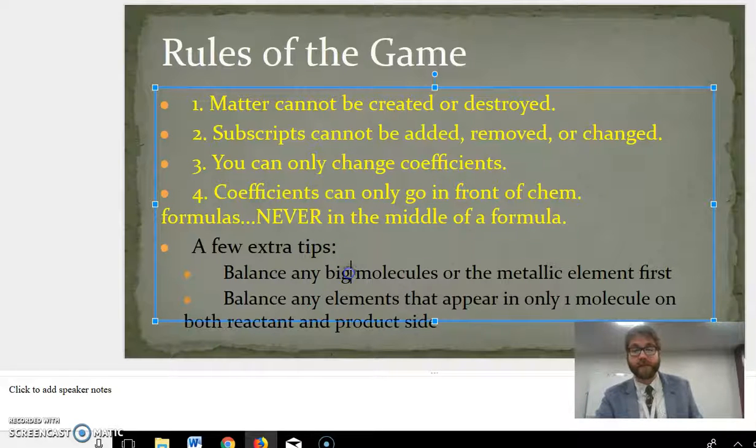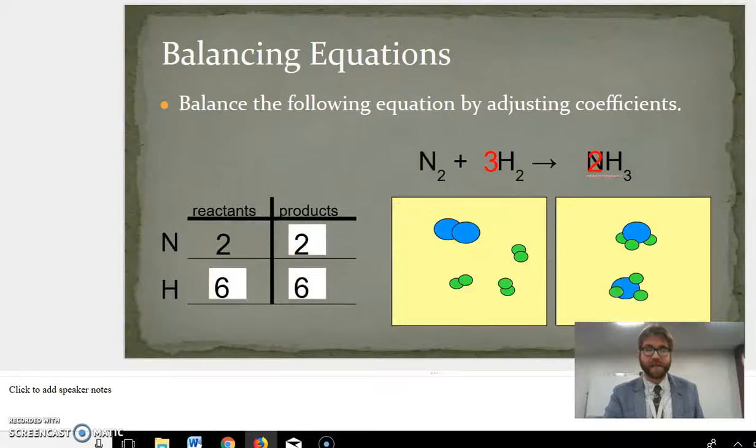I always recommend balancing big molecules first, and always try and do it an element at a time. All right, so let's balance some equations here. Look at that 2, it has moved a little bit. So this right now is a balanced chemical reaction, right?